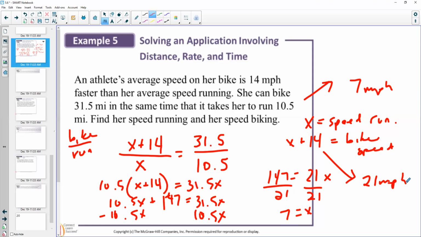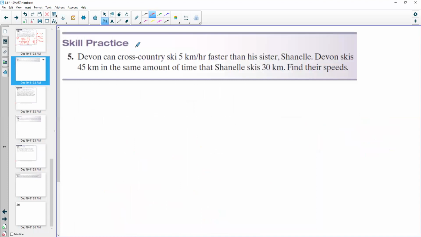All right, I have faith in you. You can do this. Let's try another. Devin can cross-country ski 5 kilometers an hour faster than his sister. Devin skis 45 kilometers in the same amount of time Chanel skis 30. Try this one by yourself. See what happens. Remember to define x as the one you know less about, right?